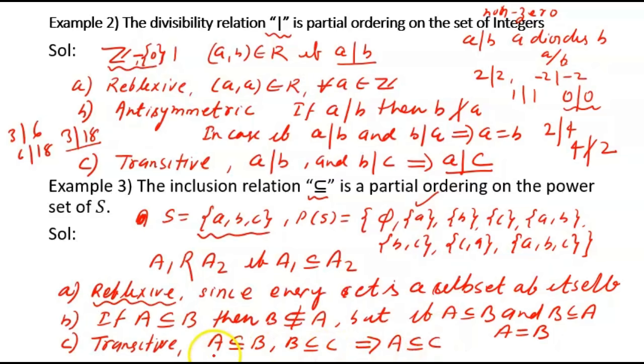So if A is a subset of B, it means A is related to B. B is a subset of C means B is related to C. Then A will be a subset of C, so it will be transitive, right? So we have seen that this relation is reflexive. This property was anti-symmetric, and it is transitive as well. So this satisfies all the three requirements for the relation to be a partial ordering.